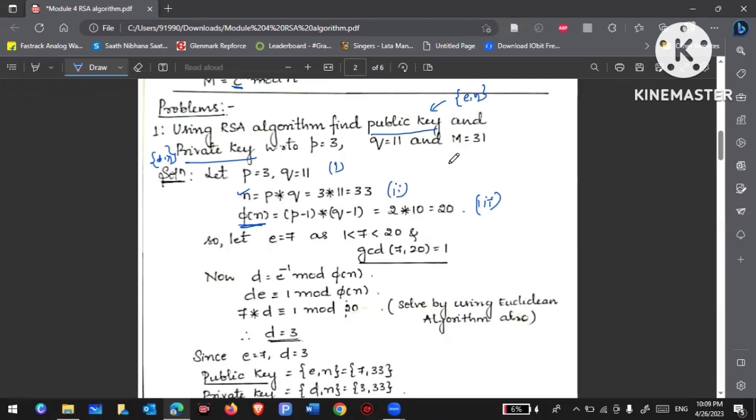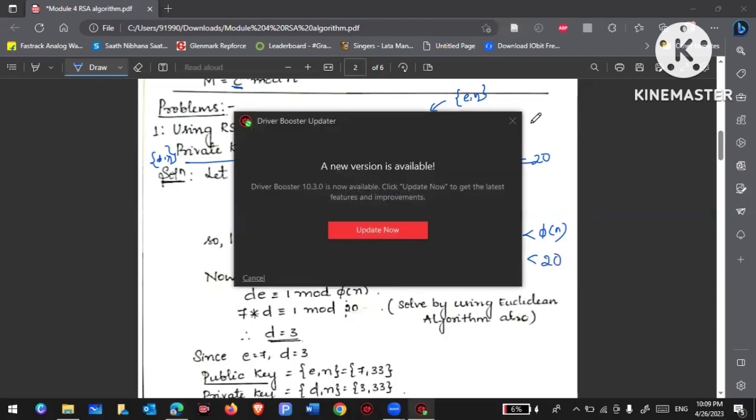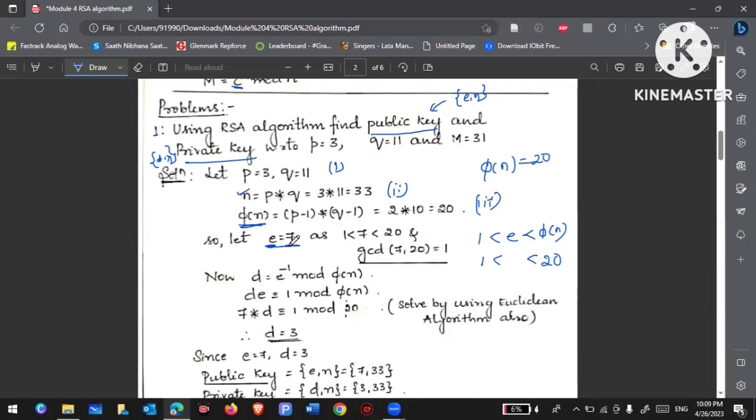Now, as I told, phi of n, we have got how much? 20. And we should select the value of e such that this value of e must be between 1 and phi of n. Here 1 we have, e value we will write, phi of n is 20 we have. So in this problem, we have selected the value of e as 7, which is obviously greater than 1 and less than 20. It is not necessary that you have to select e value as 7 only.